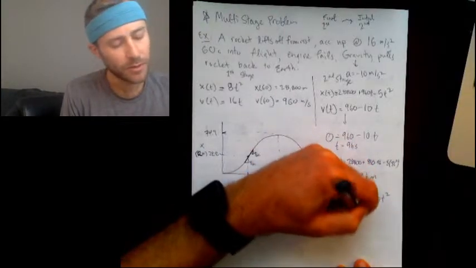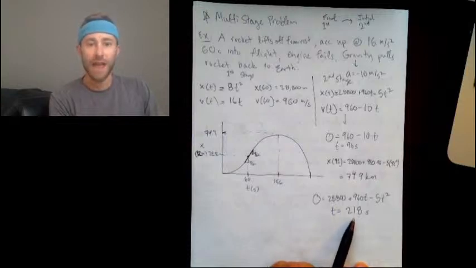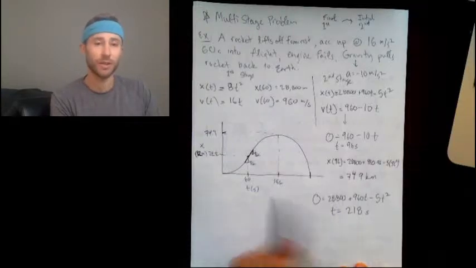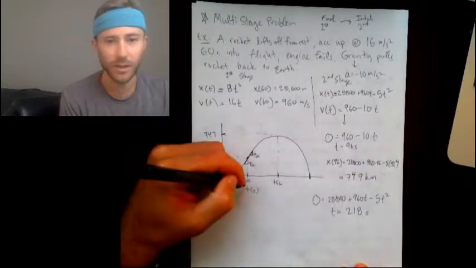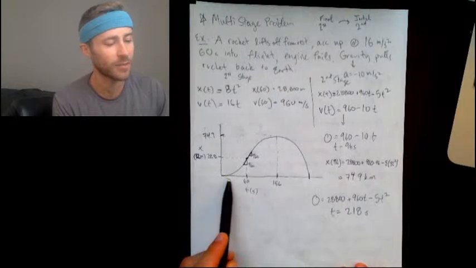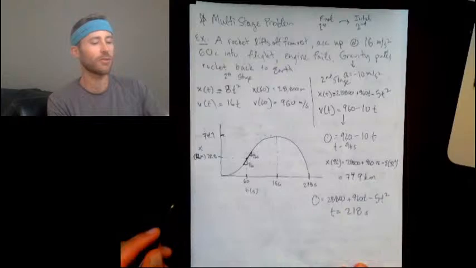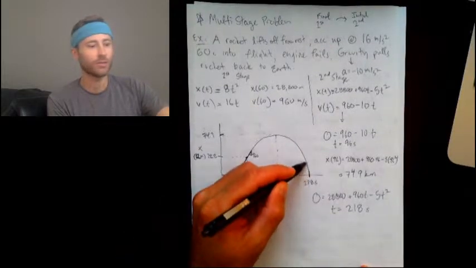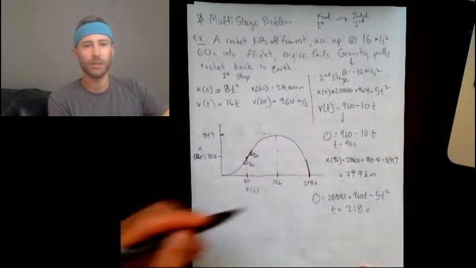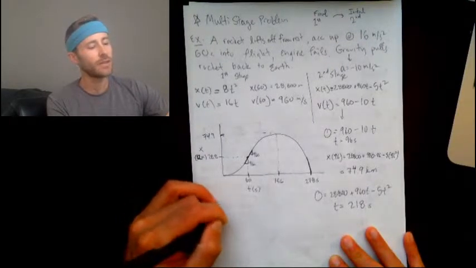So 218 seconds, that is after the second stage begins. 218 seconds later, it hits the ground. So if we are keeping track of the total amount of time, this would be 278 seconds. We come back to the ground. Another interesting thing to ask might be, how fast is it going when it hits the ground? What is the slope of this line when it hits the ground? That would be the velocity at 218 seconds.